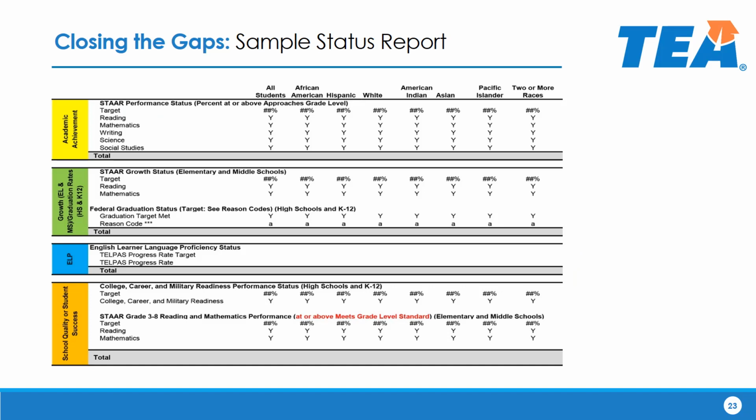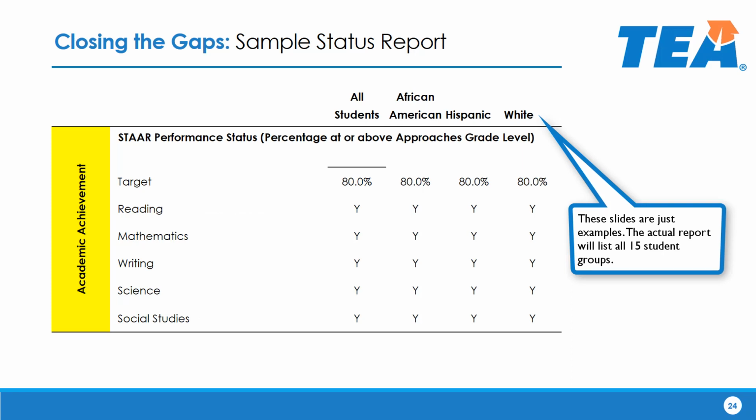This is one way we're looking at reporting the outcomes for the Closing the Gaps domain. This looks a little bit like our system safeguard reports that we've been using for the past several years in accountability. We're going to look at each one of these a little bit closer. Here's a closer look at the academic achievement portion of the report.